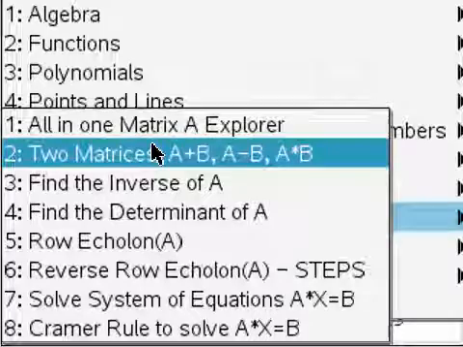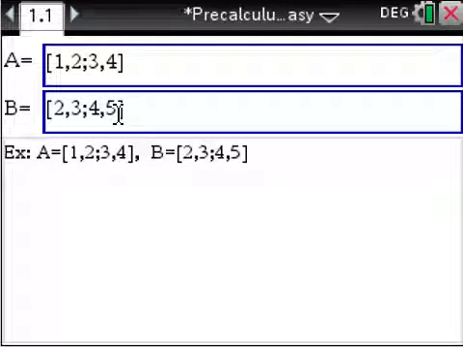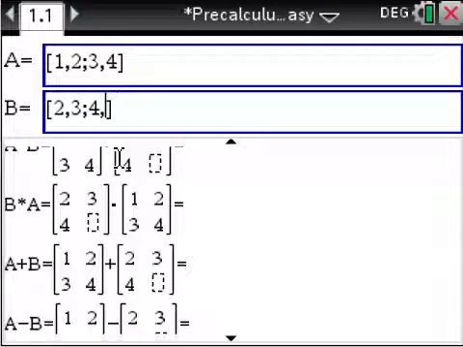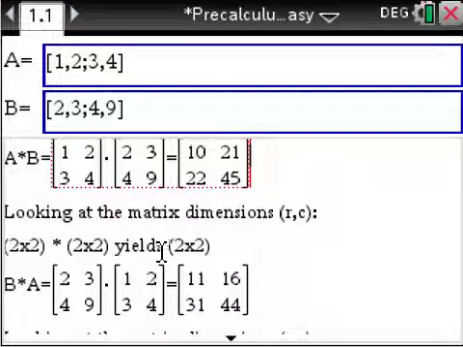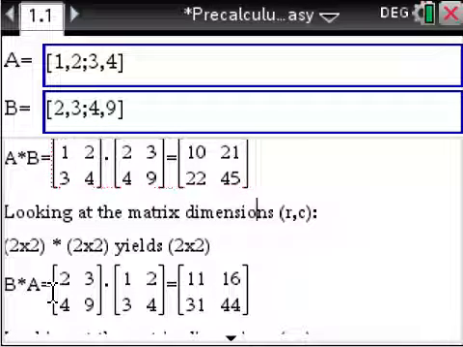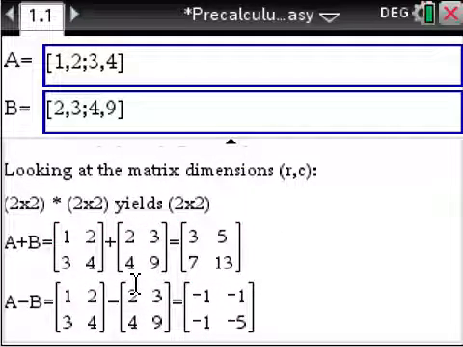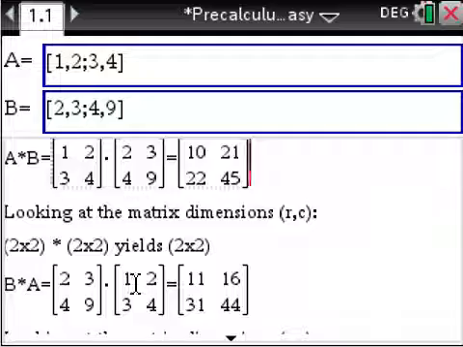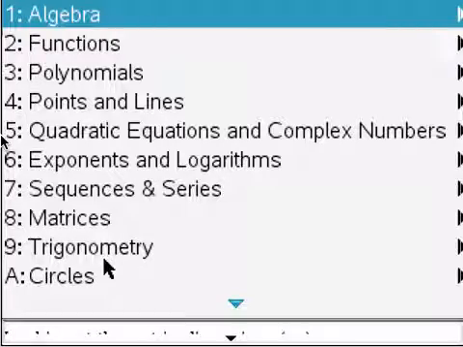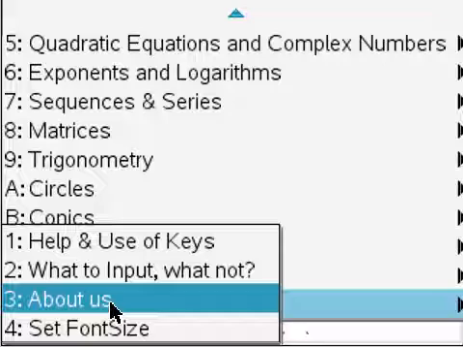Matrices, a huge part of precalculus. You're given 2 matrices, you put in the numbers, then 9 instead, boom, just like that. You do B times A, go down a bit more, A plus B, A minus B, it's all right there for you, and it shows you how to do everything. Going back to the menu, our app also has the help and about section. That's where you can ask us questions if you're confused about what to input, plus font size, about us, all of that.